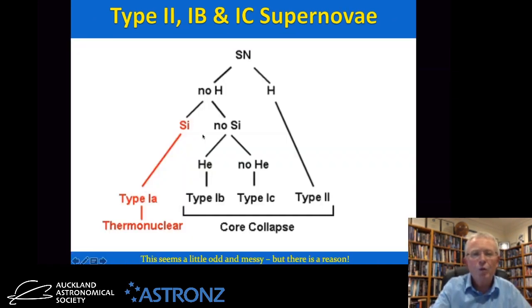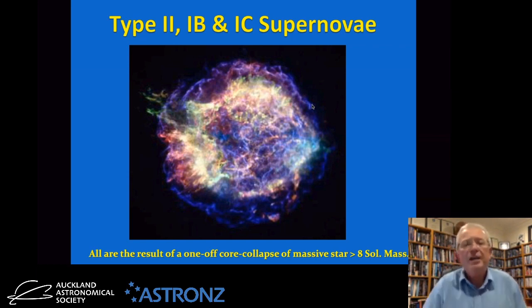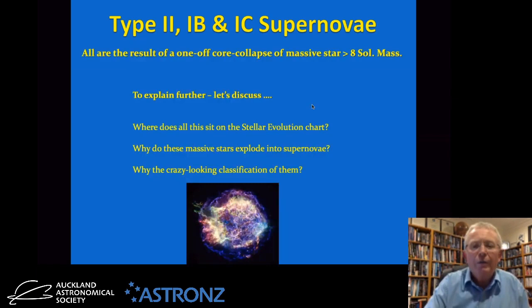Let's move on. So we've dealt with the 1a here. It's from a big thermonuclear reaction. Lots of silicon, no hydrogen, and no helium. So these supernovas, all the ones in black, the reason you group these together is they've got one central cause, and that is a core collapse of a massive star greater than 8 solar masses. So what does all that mean? Well, let's explain further.